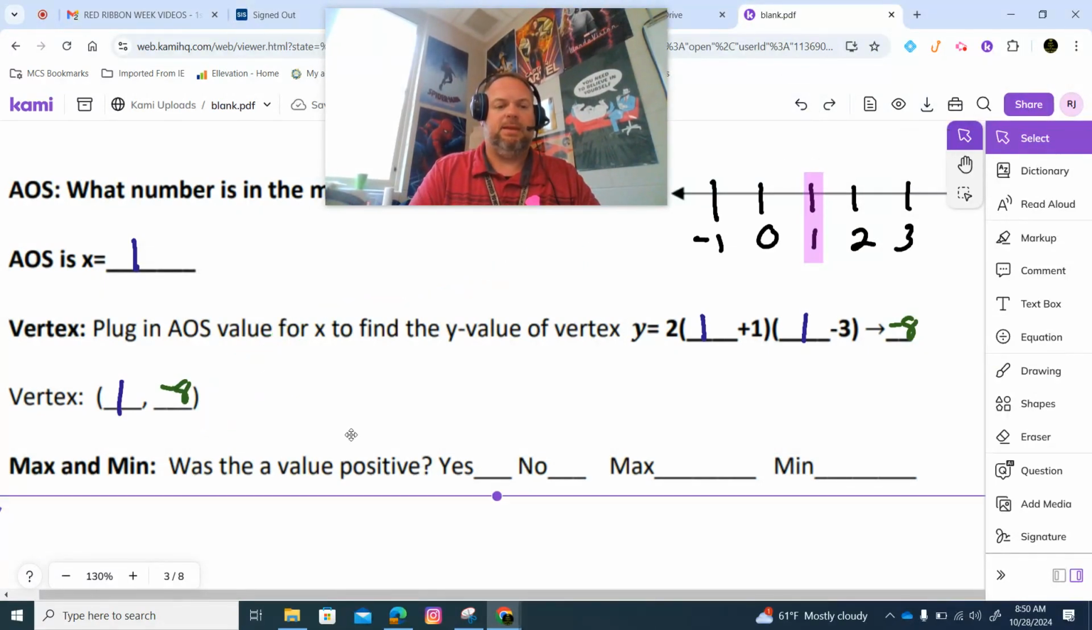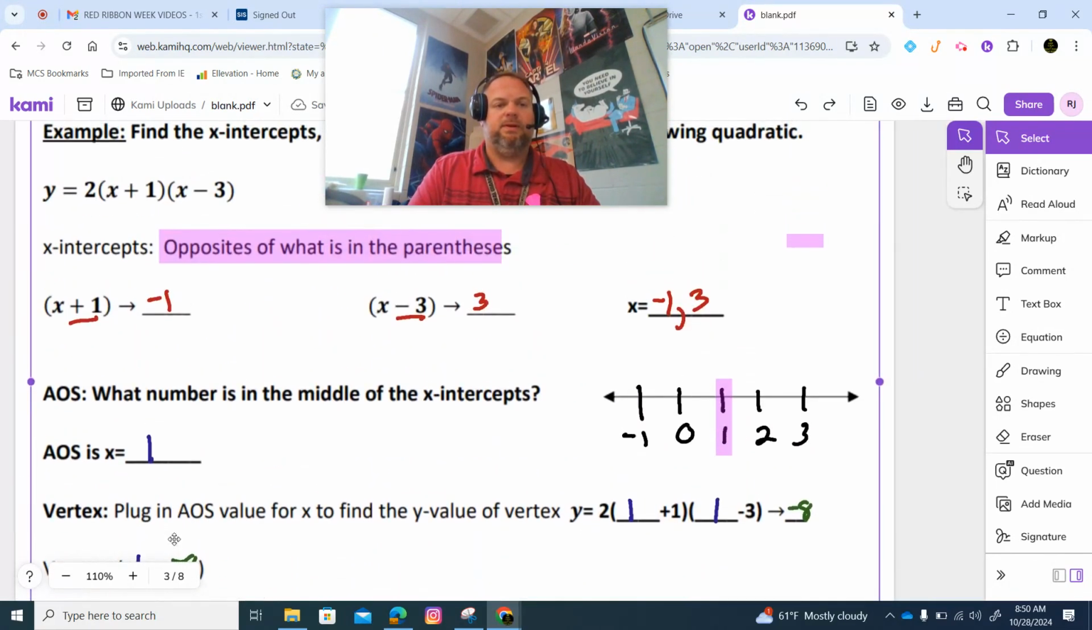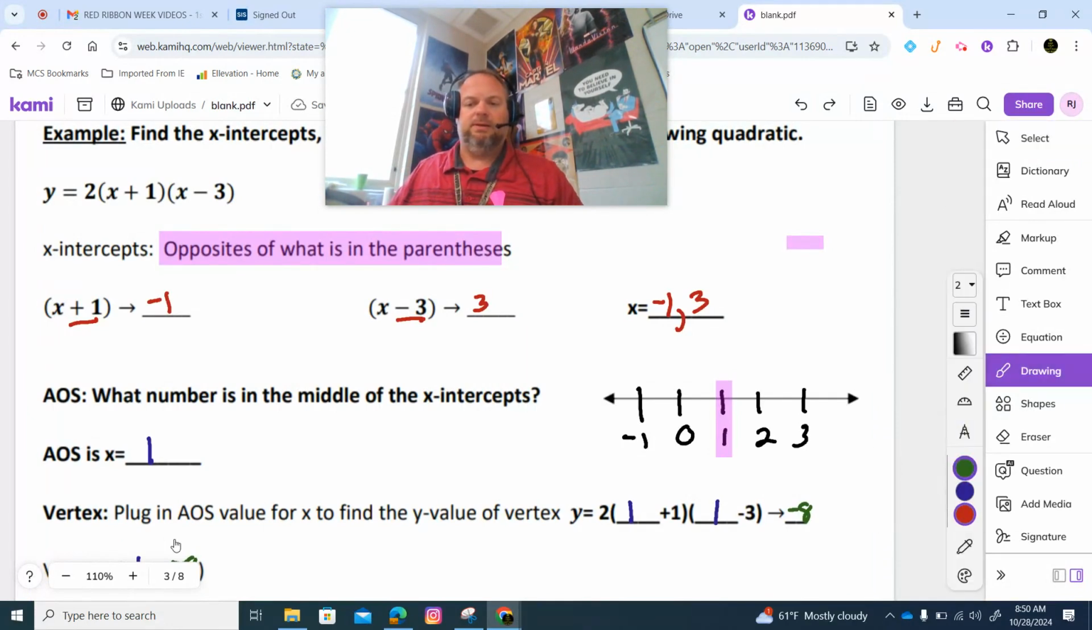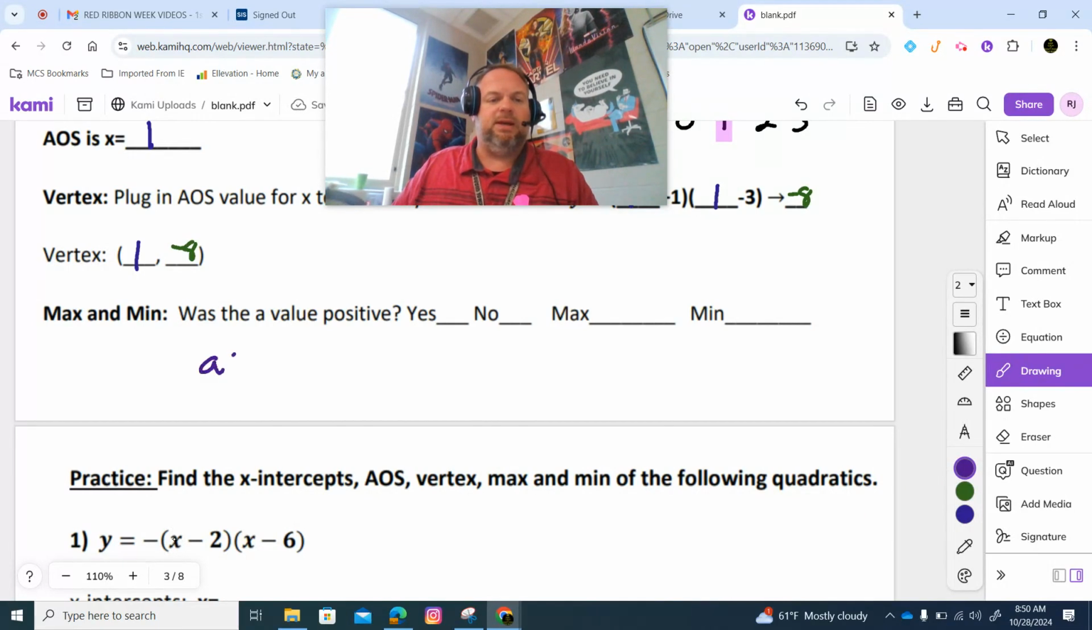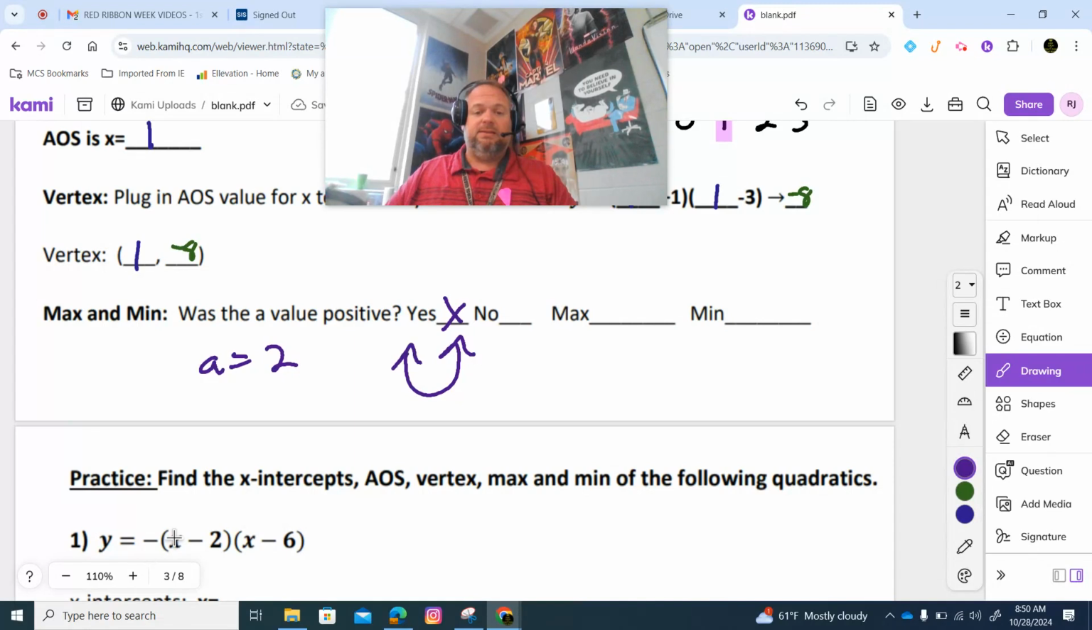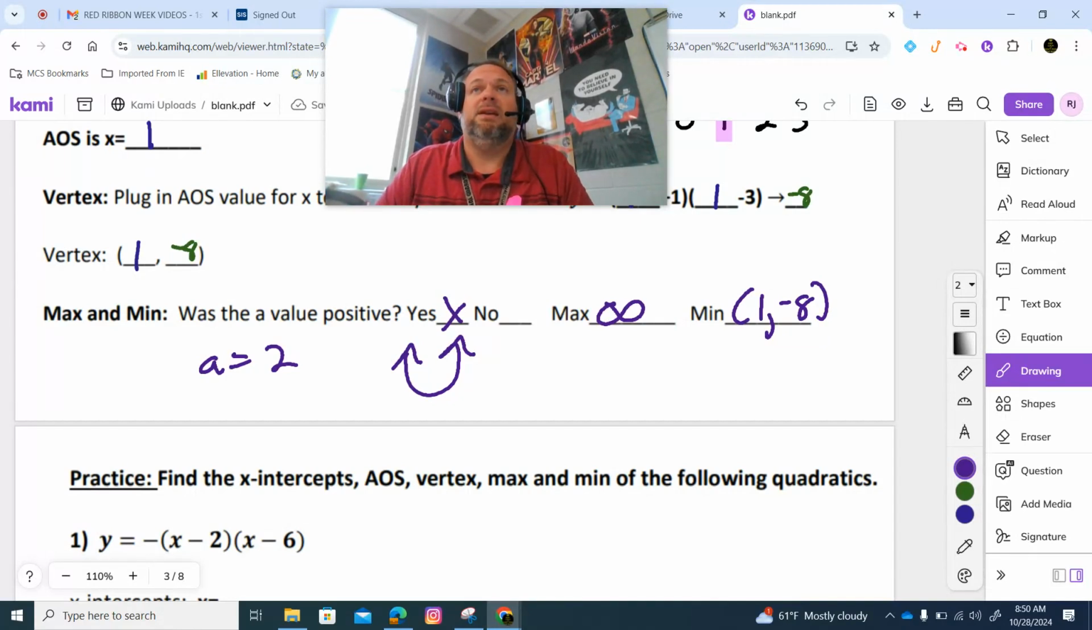Now, our A value. Well, our A value is right here. So was the A value positive? A was equal to 2. Was it positive? Yes. Okay, that means it looks like this. And as our definition said, if our A is positive, our max is infinity, and our minimum is the vertex.